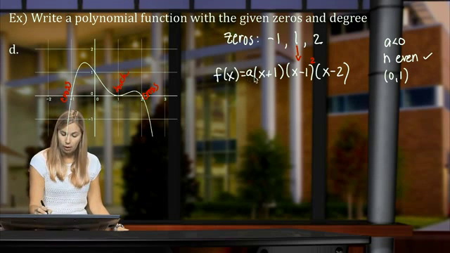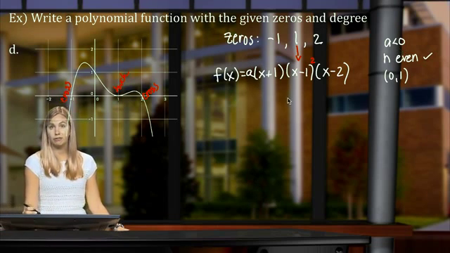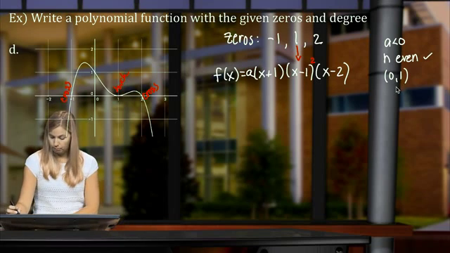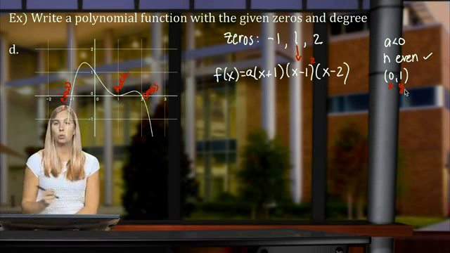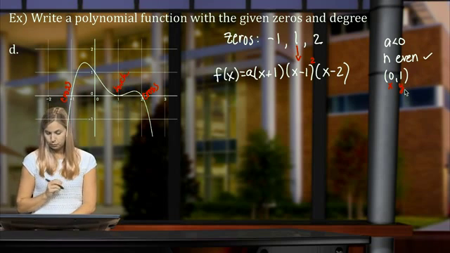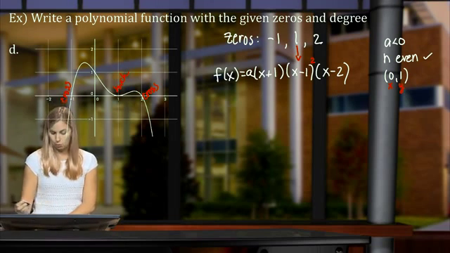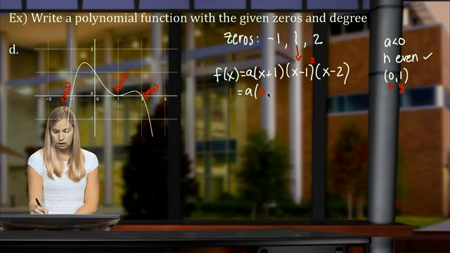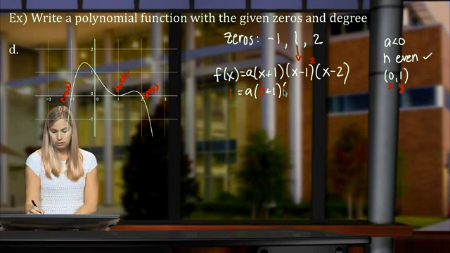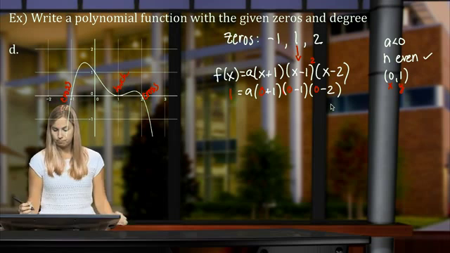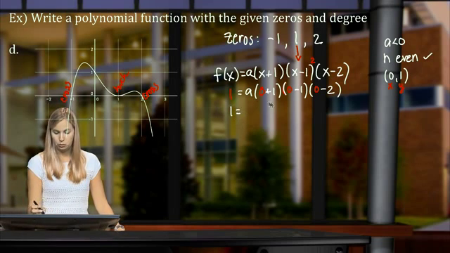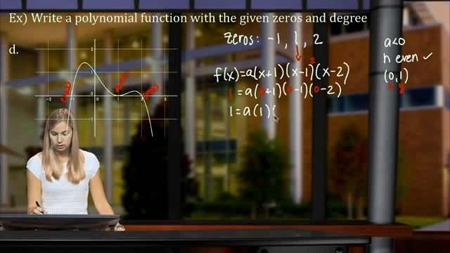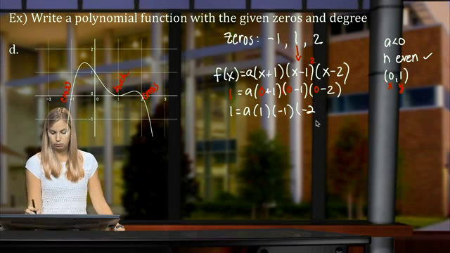But I haven't figured out what my lead coefficient is. I know that it's negative, but I don't know what the number is. So here I'm going to use my y-intercept to solve for a. So I'm going to plug in 0, 1 for x and y. We have 1 equals a times 0 plus 1 times 0 minus 1 times 0 minus 2. And I'm going to simplify this. So we have 1 equals a times 1 times negative 1 times negative 2.